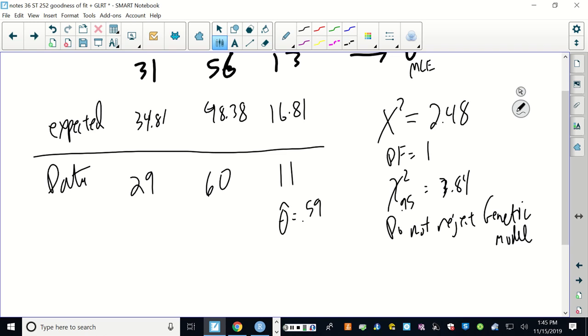Getting the MLE under the model is kind of the best choice of that parameter for these data. But that doesn't mean it's necessarily very good. The model still might be wrong, even though we've done the best we can for the parameter. In this case, the chi-square statistic is 5.77. And if we compare that to 3.84, we're out there further.